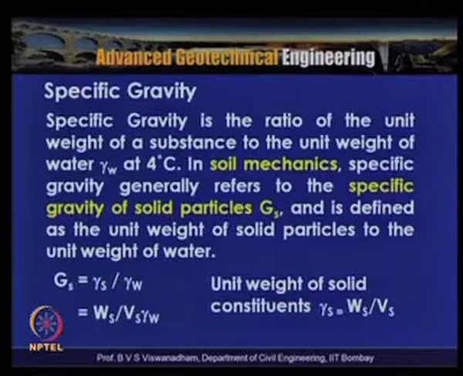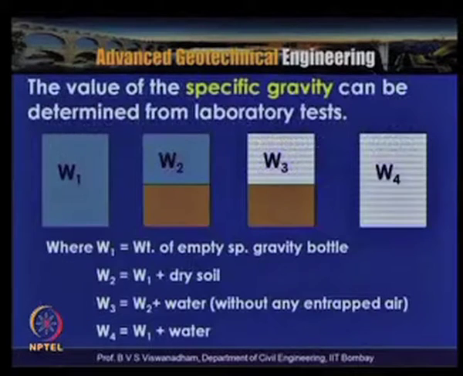That is, Gs is gamma S by gamma W, which is nothing but Ws divided by Vs, that is the volume of the solids, into gamma W. So Gs is Ws by Vs gamma W, or weight of solids is equal to Gs Vs gamma W. That means if you know the specific gravity of the solids in a given soil mass, the volume of solids and the unit weight of water, you can determine the weight of the solids. How do we determine the specific gravity in the laboratory?